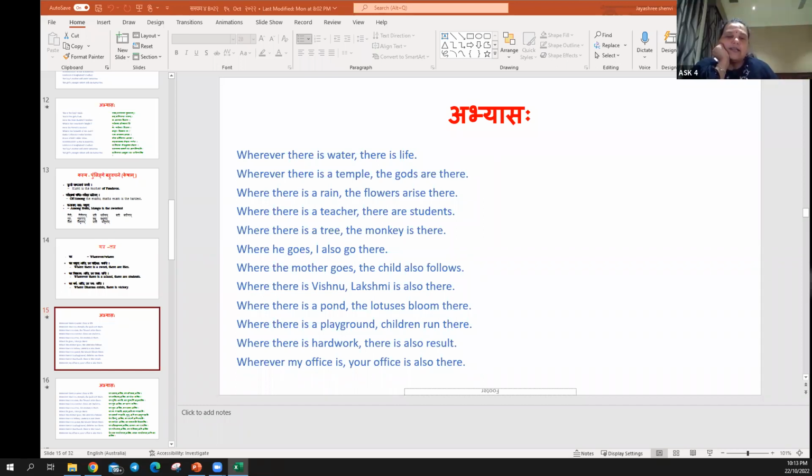Hard work, what did you say? Katina prayatna. Just prayatnam would also do? Prayatnam, where there is effort, you can say. Prayatnam is effort. For hard work, you can say parishramam. Katina prayatnam is also not bad. Malayalam also helps actually.